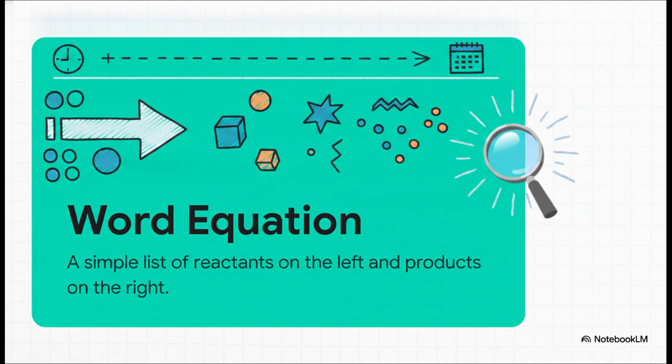A word equation is just a simple list. You've got your starting materials, the reactants, on the left, and your newly formed materials, the products, on the right. It perfectly anchors the before state of our chemical reaction on the left side of the page and the after state on the right side. It's basically a literal timeline of a physical change.